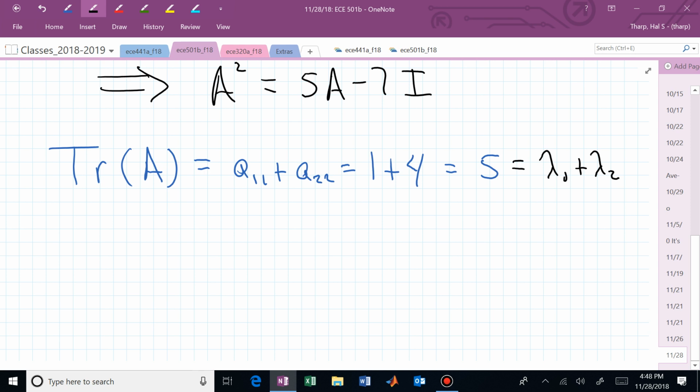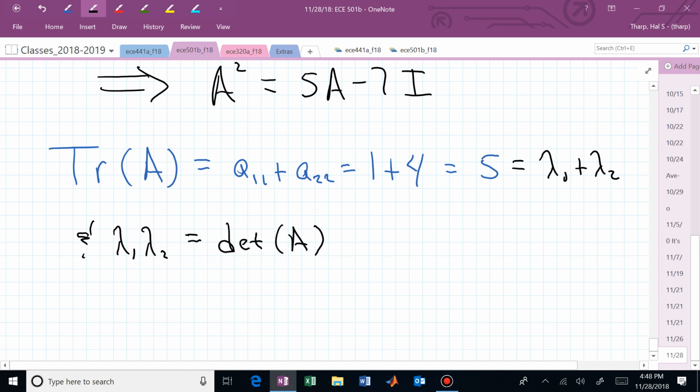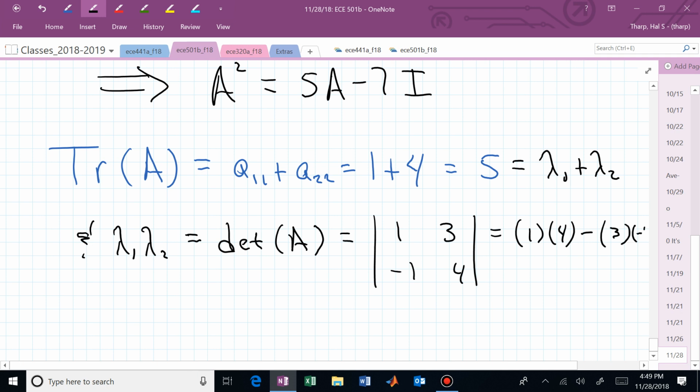What else do we know? We also know that lambda 1 times lambda 2, the product of the eigenvalues, is equal to the determinant of A. And what was A? 1, 3, minus 1, 4. And it's not too hard to find that 2 by 2's determinant. This is now 1 times 4 minus 3 times minus 1.